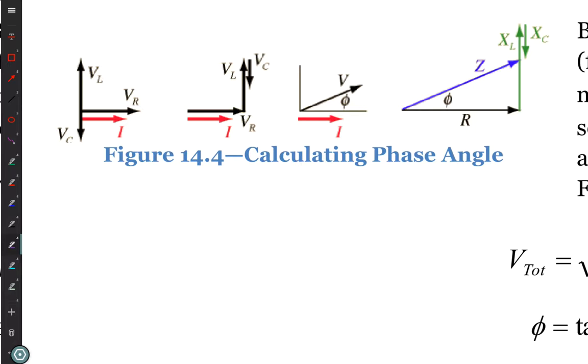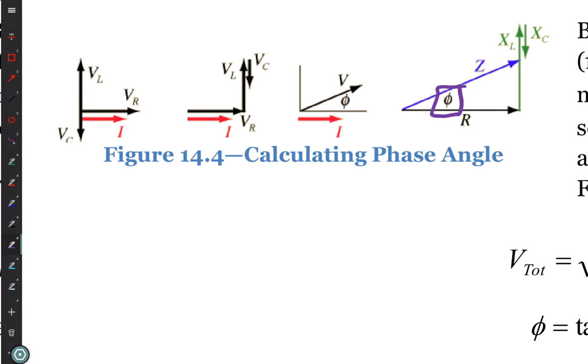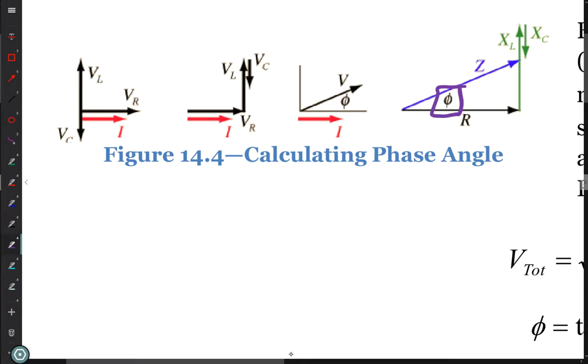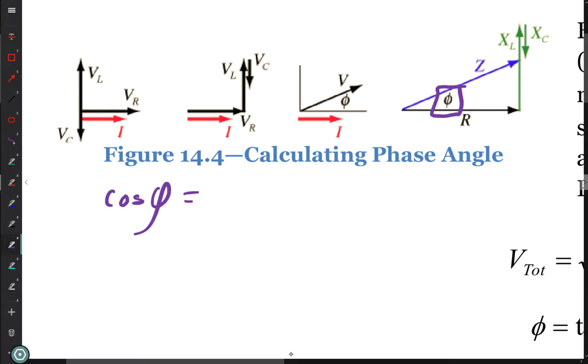And then you just add them like vectors, so you add them tip to tail. So the total voltage will just come from adding those together. You get your resultant. You can measure this phase angle. We use the Greek letter phi because that's F in Greek for phase. And if you look at this, cosine of that phase angle should equal, what's cosine always going to equal for a right triangle? Blank over blank. Adjacent over hypotenuse. So that'd be R over the hypotenuse for the right one.